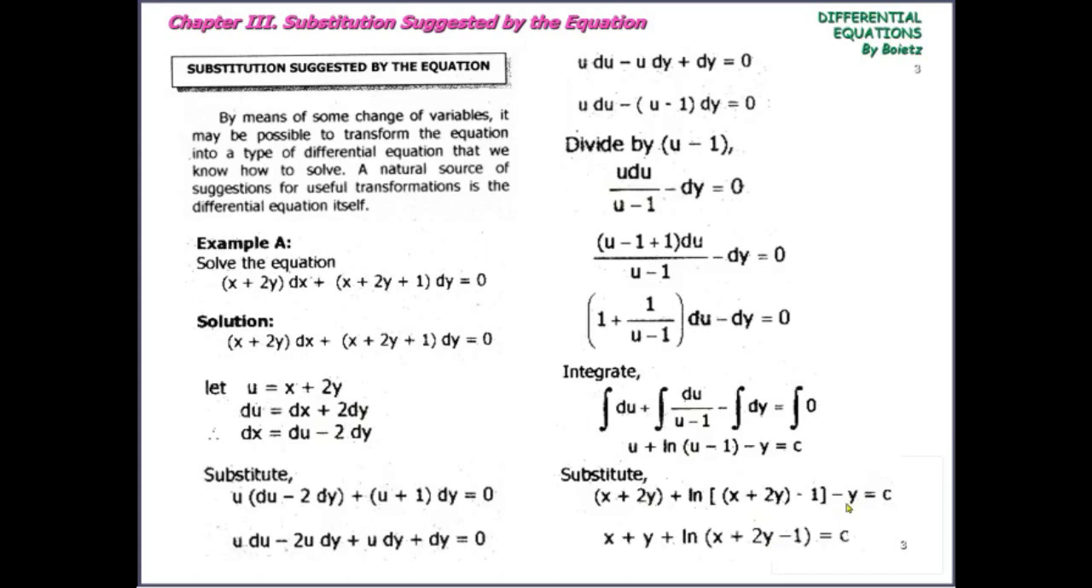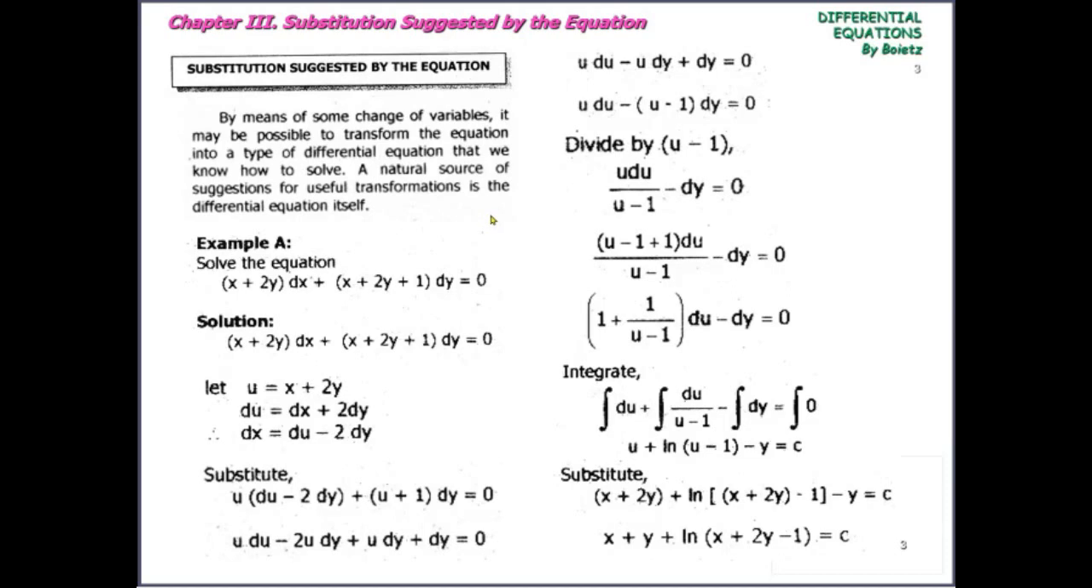Or, may minus y doon, tsaka may plus 2y. So, pagsamahin mo lang. So, x plus y plus ln of quantity x plus 2y minus 1 equals constant. And that is the answer. So, by simple substitution, we can transform this into variable separable differential equation. Sometimes, there is no other way to solve this problem, but only by substitution. Okay, meron mga problems na kahit ano gawin mo, hindi mo masosolve, but by substitution lang talaga.